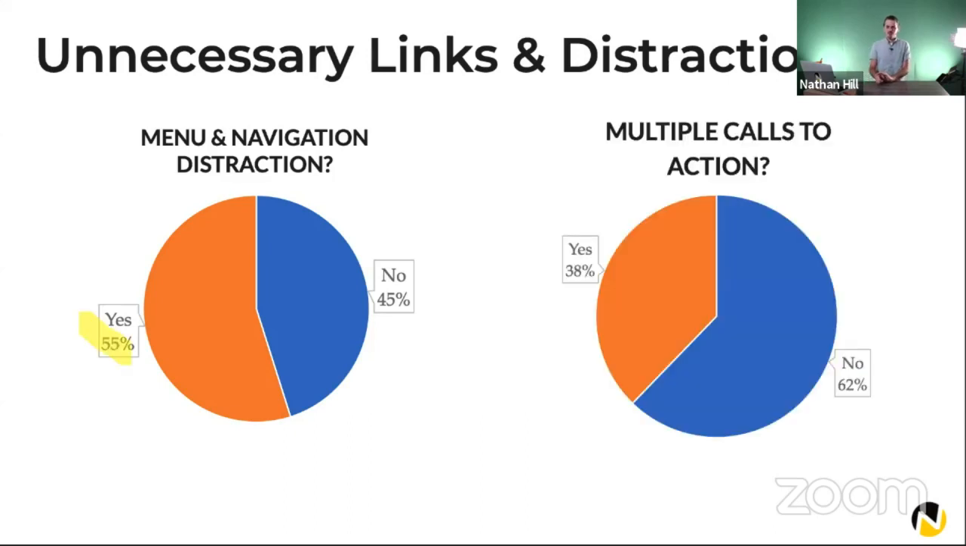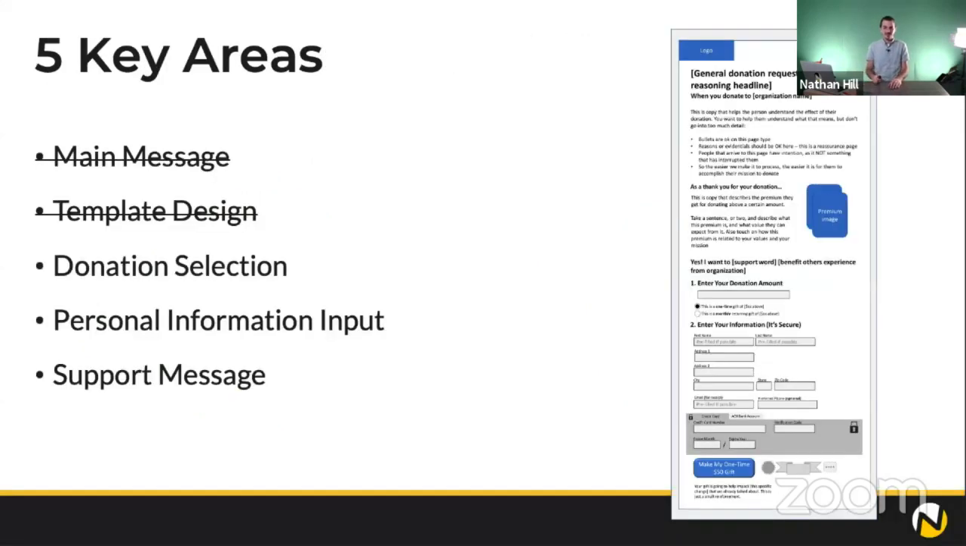And then what about multiple calls to action? Asking someone to do multiple things. 38% of organizations are asking people to do multiple things on their page. These are little factors that are contributing to that 78% failure rate. And they're pretty simple things to actually address and improve.